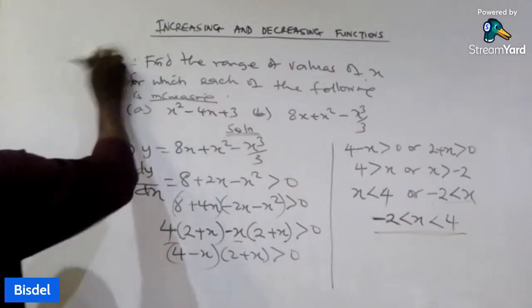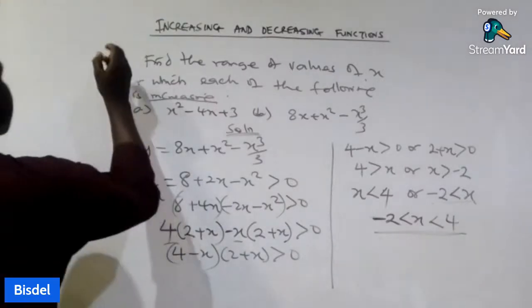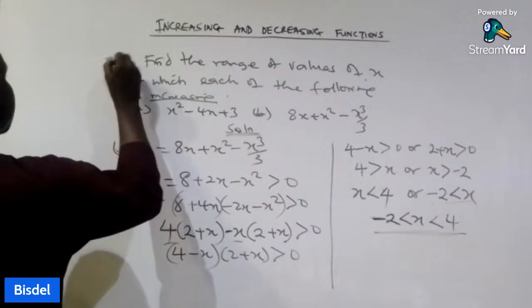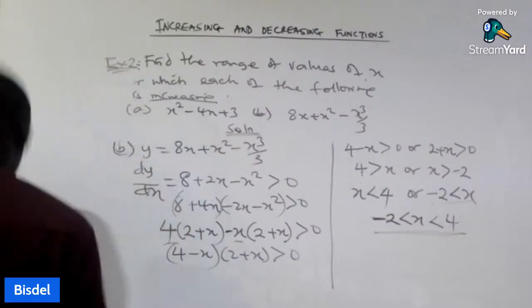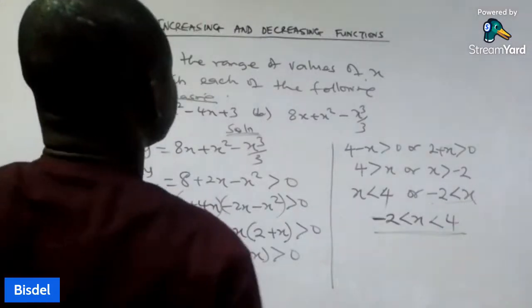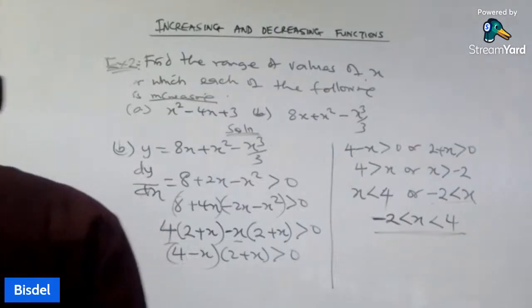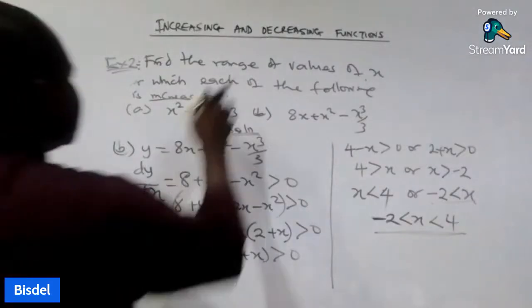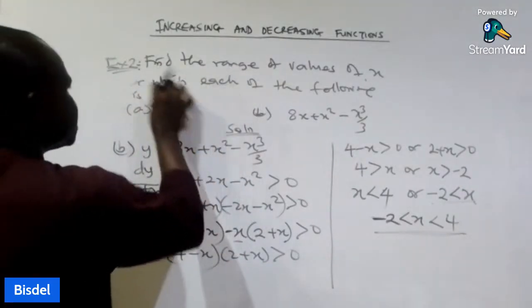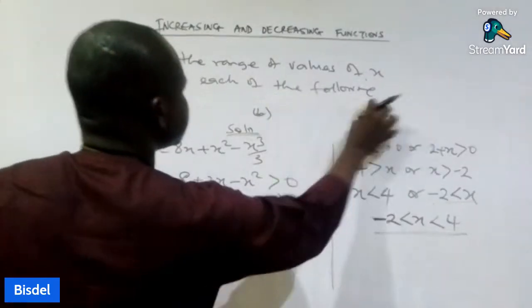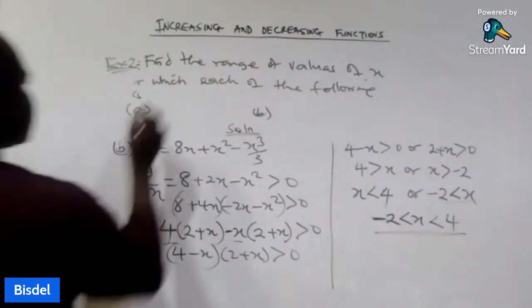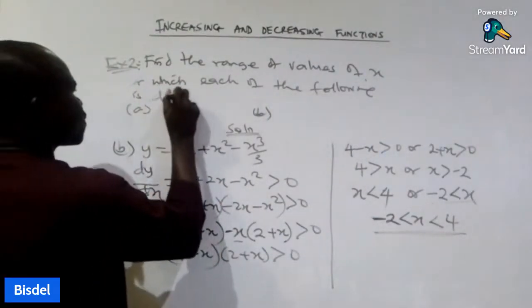So we take another example, example 2. Let's take another example under decreasing function. Find the range of values of x for which each of the following is decreasing. So in this case, I'll change this to decreasing. We'll change the example on increasing function to decreasing.